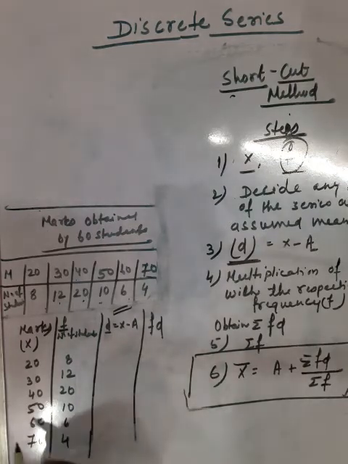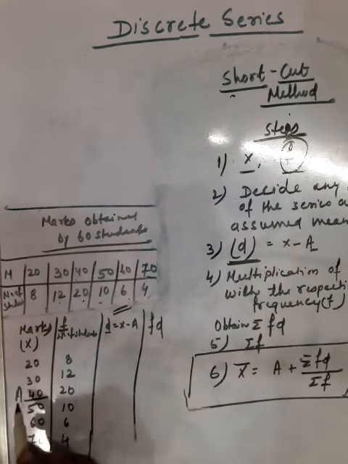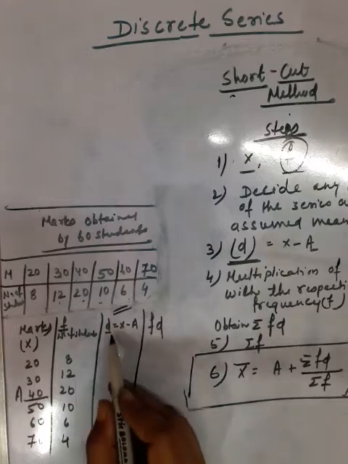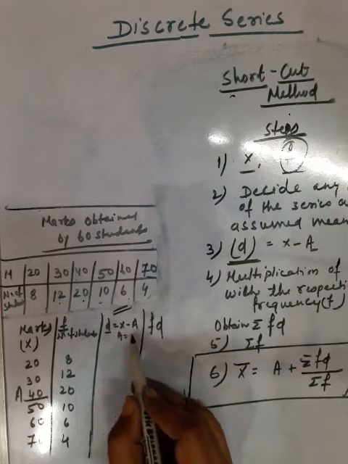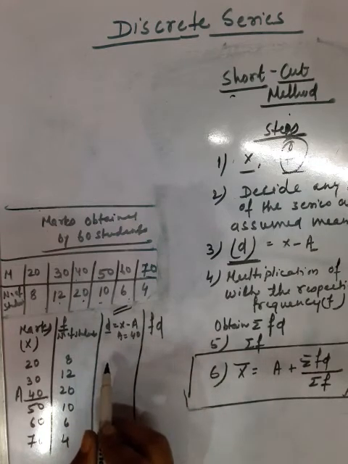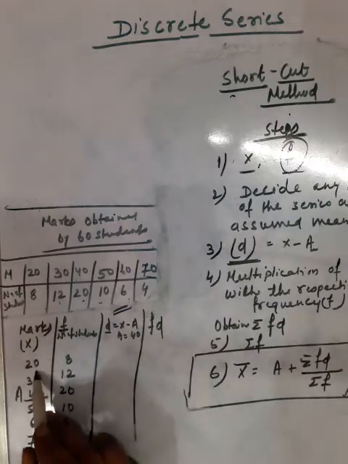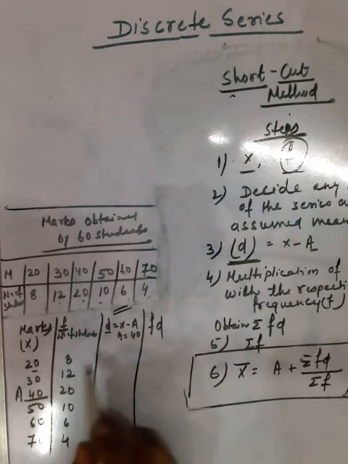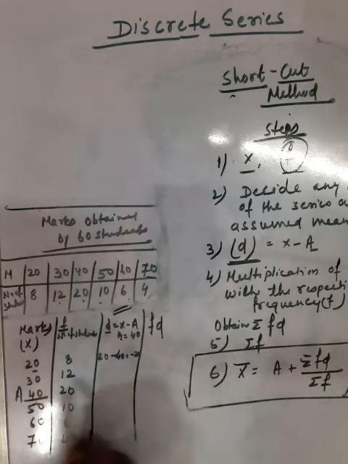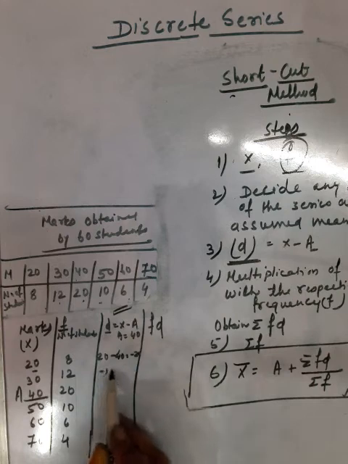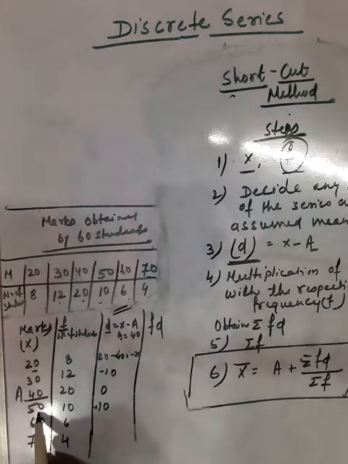Okay, now we have to assume a mean. Again I will take 40 as the assumed mean. Now find d, that is deviation. Deviation equals x minus A, and A here is 40. So d equals x, here x is 20 minus A is 40, that is minus 20. Likewise 30 minus 40, that is minus 10, then 0, then 10, because here 50 minus 40, then 20, then 30.